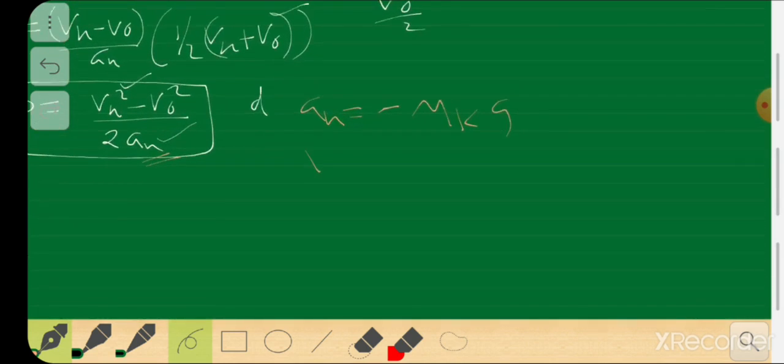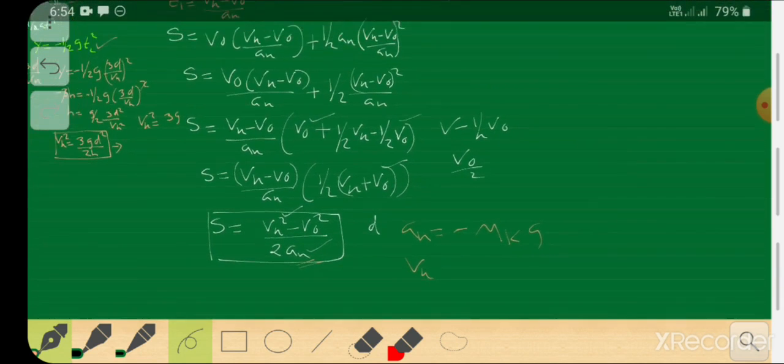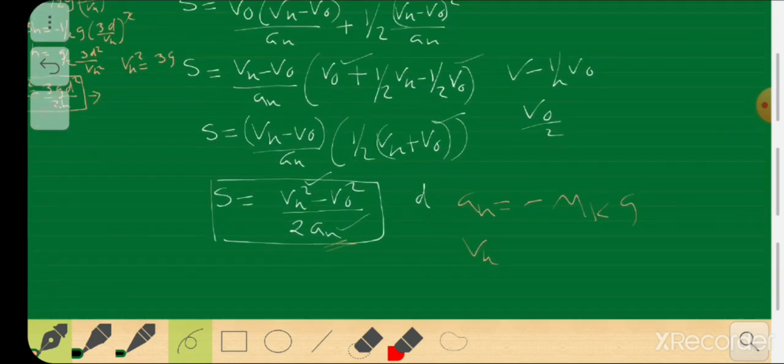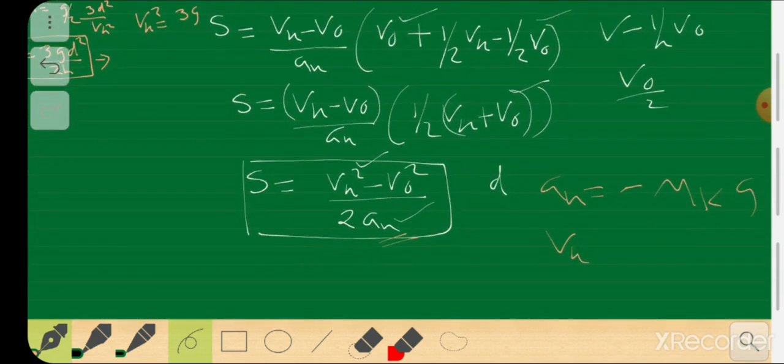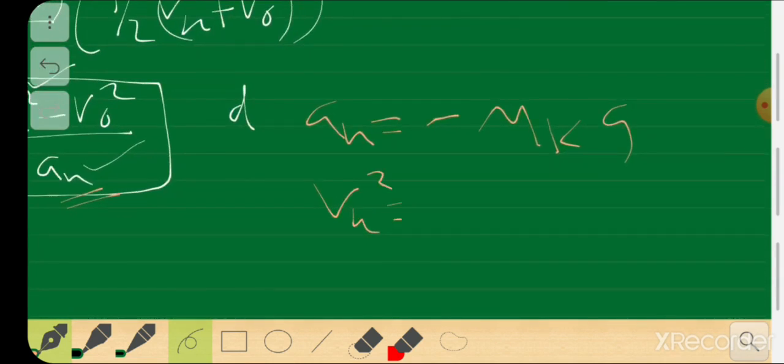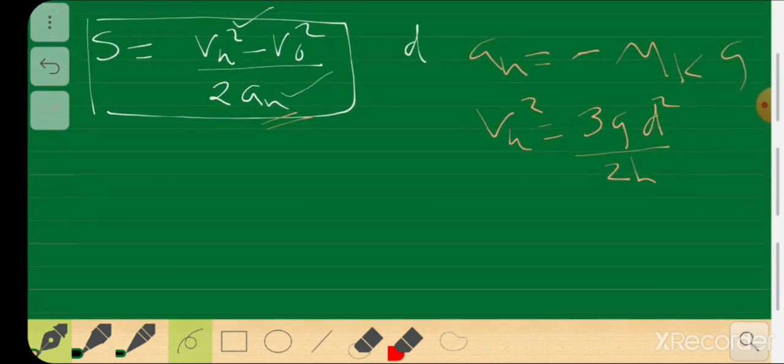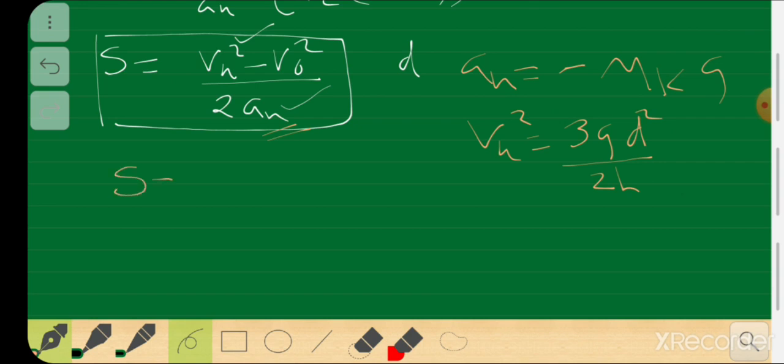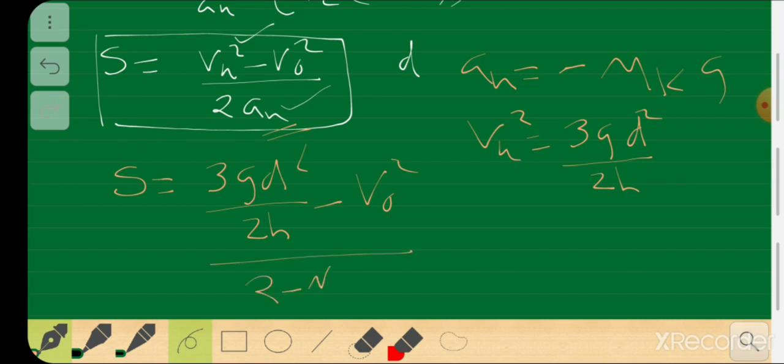And Vx, we have found out Vx, right? So the value of Vx square is equal to 3g d square by 2h. Okay, so we have found that as well. Now let's substitute that back into this equation. All that remains is substitution. So s is equal to Vx square, which is 3g d square by 2h, minus v0 square, divided by 2ax. So it's 2 times minus mu k g.